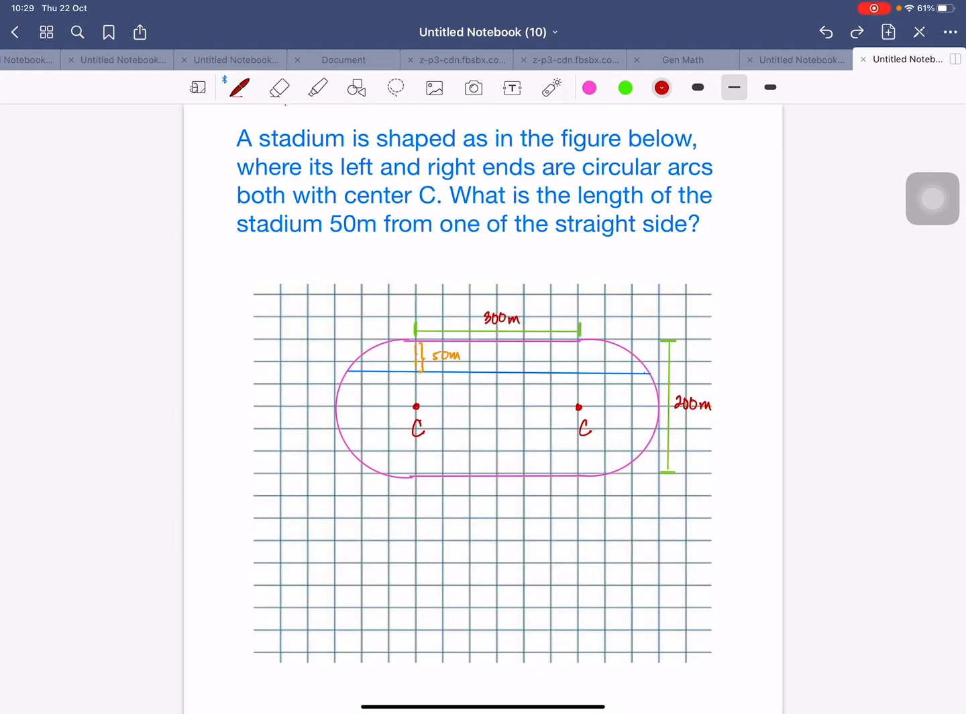All right, let's answer this question. This is related to conic sections on a circle. A stadium is shaped as in the figure below, where its left and right ends are circular arcs, both with center C. What is the length of the stadium, 50 meters from one of the straight sides? Actually, let's correct that. That should be one of the straight sides.